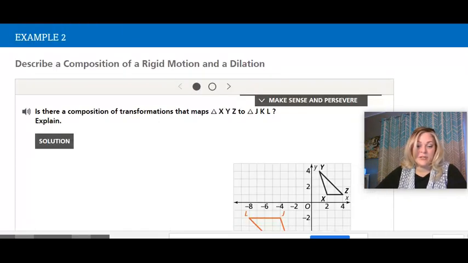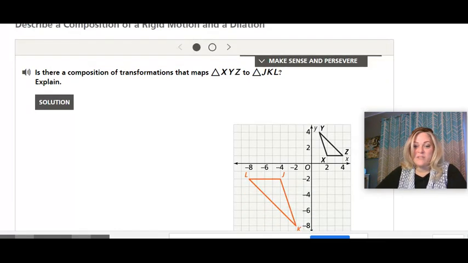Example 2, you're going to describe this. So looking at the visual, you have to figure out how XYZ, that's the pre-image, ended up on JKL. So this is a description. What happened? Reflection, rotation, translation, or dilation. And it's a combination of those things. You just have to figure out in detail.